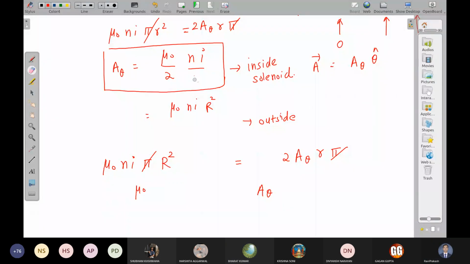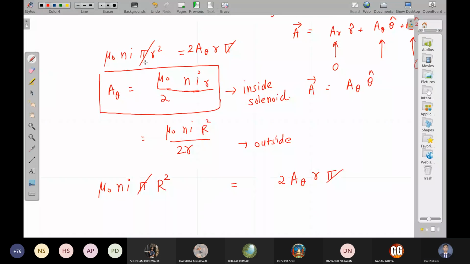So μ₀nI R²/(2r) is the result. What about the boundary on the solenoid? You can apply whatever formula you want, inside or outside. If you put r equal to capital R in the first equation, or you put r equal to capital R in the second equation, you get the same answer.